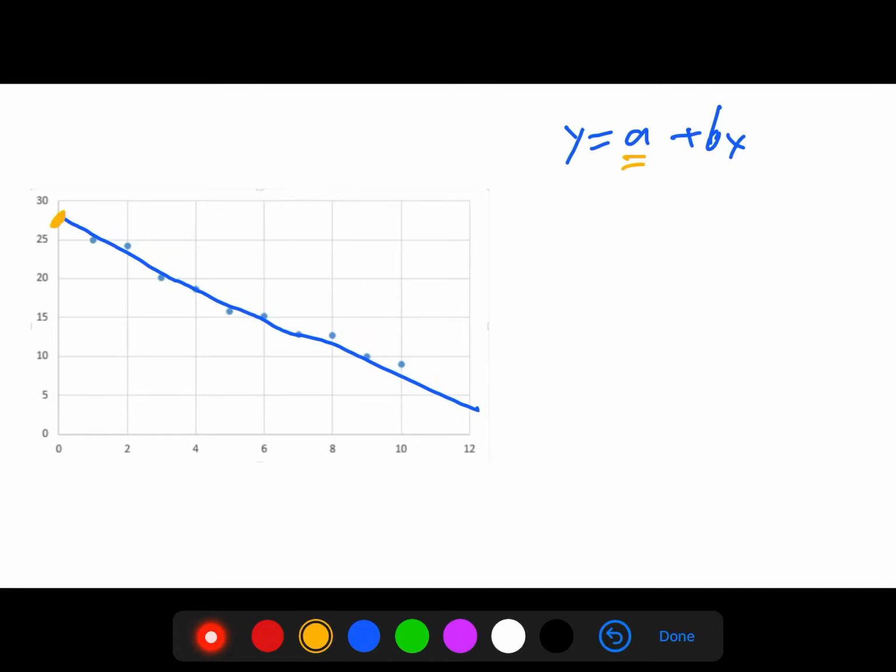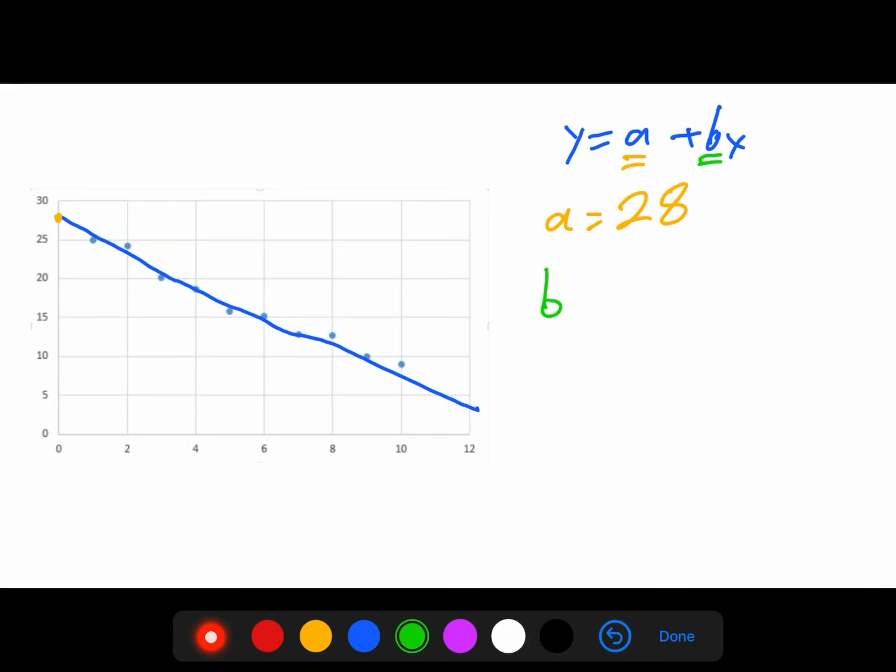Okay. But if I look, what is this y-intercept? Well, I just look right here on my graph and say, what is that? Well, it looks like it's about halfway between 25 and 30, maybe a little bit above that. So I'm just going to go a equals 28. If you chose 27 or some other number, no big deal.